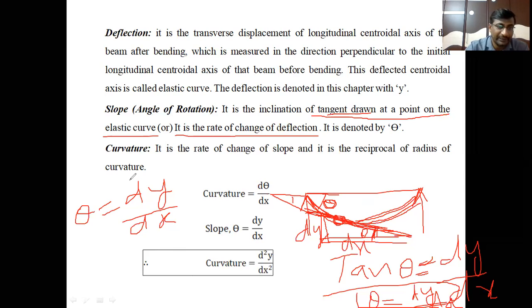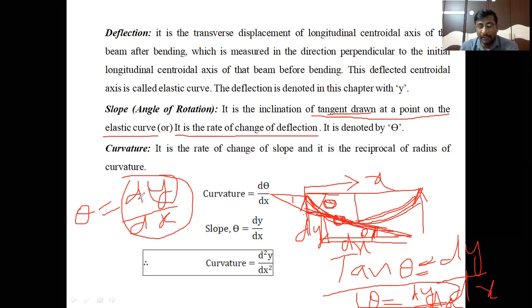It can be represented as the rate of change of deflection. Y is the deflection. X is the length along the beam. This is the x direction, and this is the y direction. This is the deflection in the downward direction, dy. So the downward direction is positive here. Downward deflection is taken as positive, upward deflection is taken as negative. Here dy is the downward deflection.